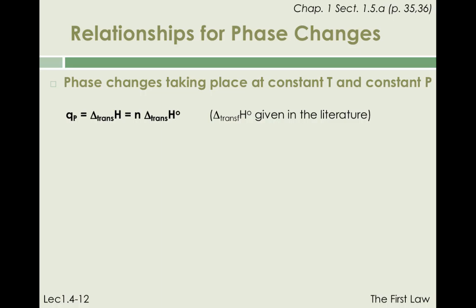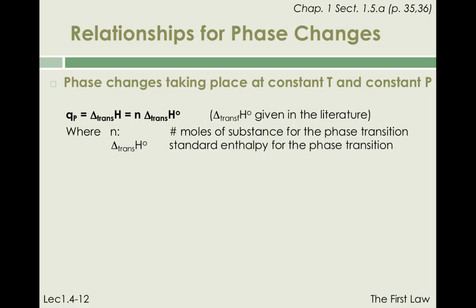The change in enthalpy will be easily calculated from delta transition H standard given in the text of any problem for 1 mole of substance. So we will write delta transition H equal number of moles times delta transition H standard. Remember to pay attention to the sign for delta transition H standard. Values of delta H transition standard are typically given for melting or fusion, not for freezing or crystallization. Similarly, values of delta H standard are given for boiling or vaporization, not for condensation.